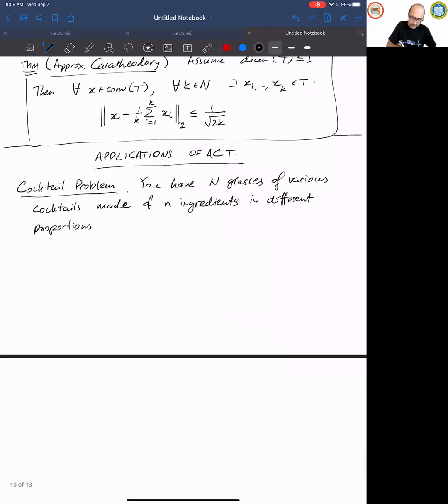For example, I don't know, this is my glass, and one of them glasses, and there are different things here. Maybe there is a gin and rum and juice and a sec, which is French liquor, and so on and so forth. So various ingredients, and they're mixed. There are n of them. There are n such glasses.